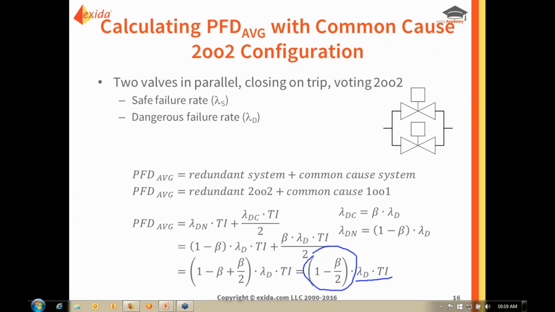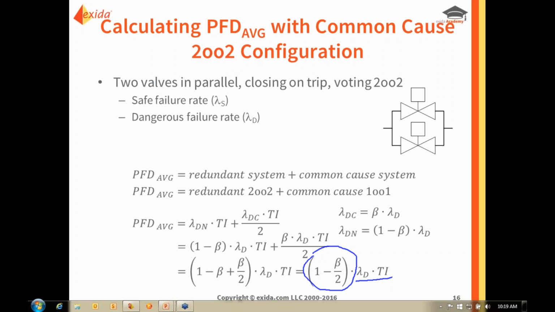All right, so I got a question here: why are you including beta in the 2 out of 2 logic? Well, I'm using the exact same logic, the exact same formula that I did for a 1 out of 2 system. I'm using the exact same approach, and we all agreed that for 1 out of 2 this is the correct approach. So the only thing that's different now is I'm putting in a redundant system.